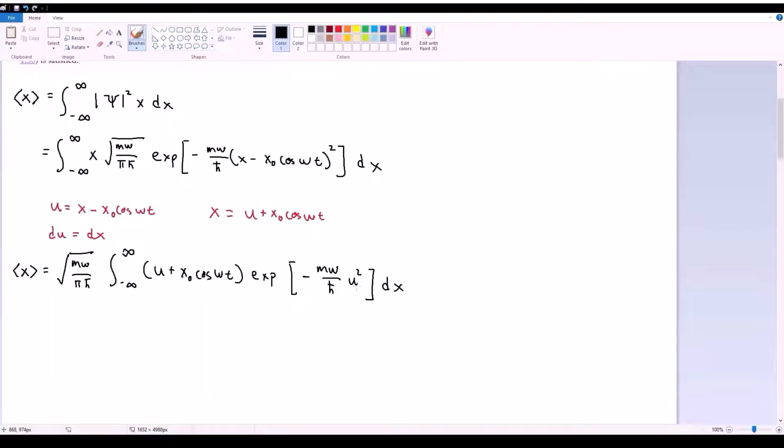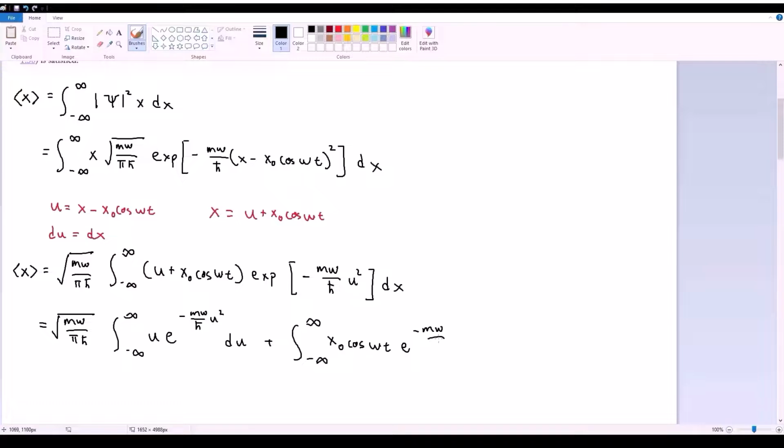And at this point, I can then use the distributive property and say that this is equal to the square root of m omega over pi h bar times the integral from negative infinity to infinity of u e to the negative m omega over h bar u squared, and I'm going to switch dx to du directly, plus the integral from negative infinity to positive infinity of x naught cosine of omega t e to the negative m omega over h bar u squared du, cap everything off with brackets like this.